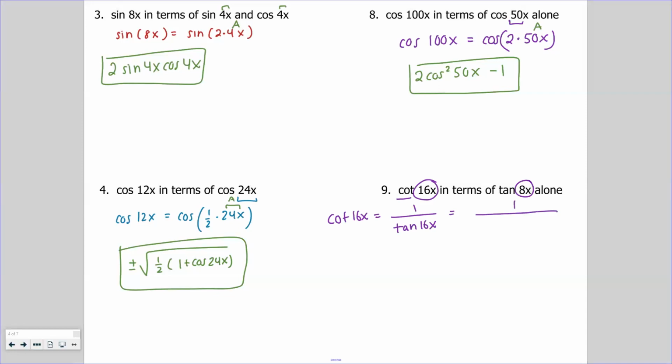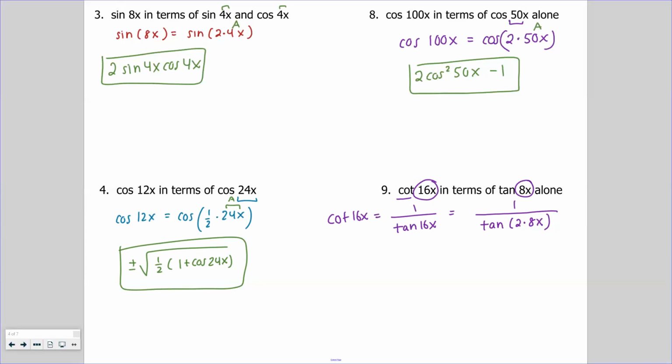So a couple ways we could do it actually, but I'll argue that the tangent of 16x can be re-expressed as 2 times 8x. You could say 8x plus 8x as well. The double argument property for tangent comes directly from the sum and difference properties of tangent. Actually, the double argument properties come from the sum and difference of all of them. And then we can just expand, okay?